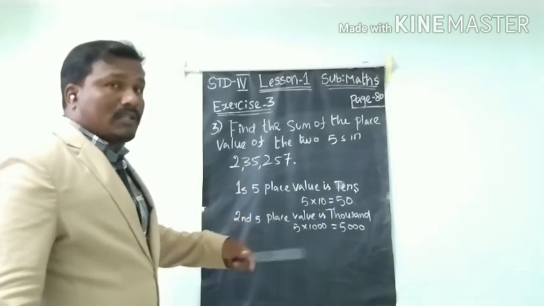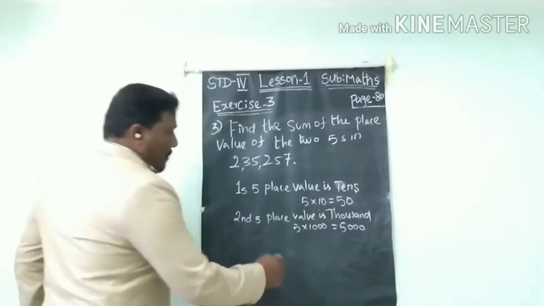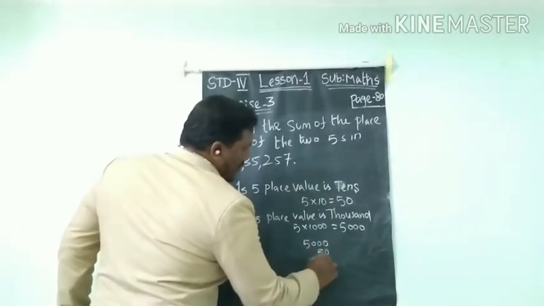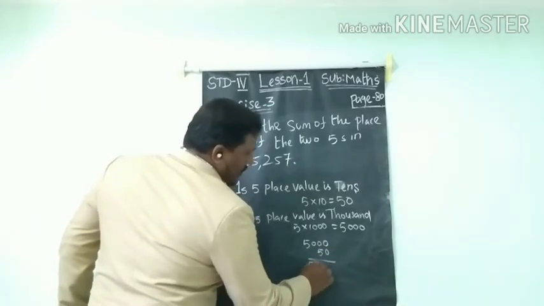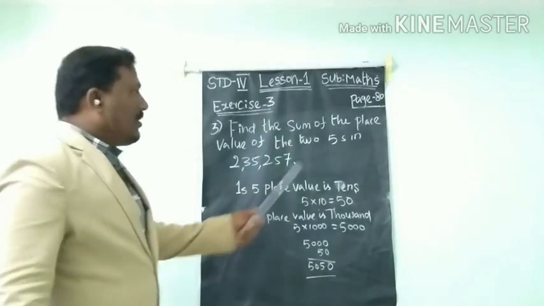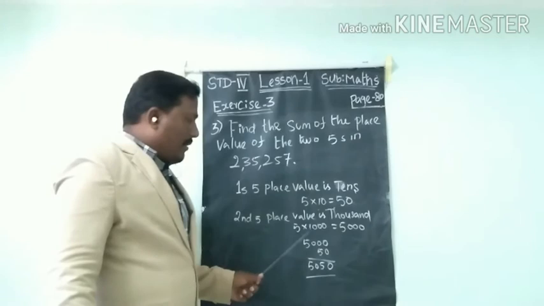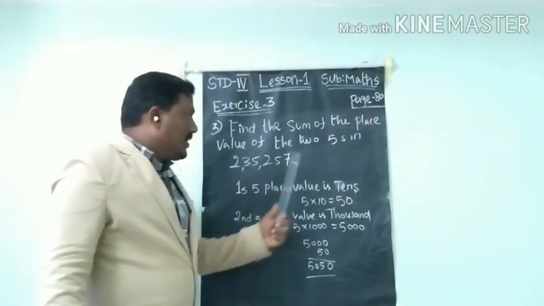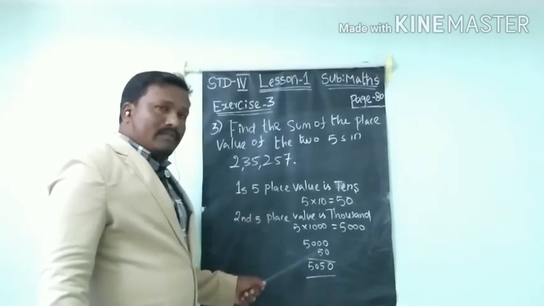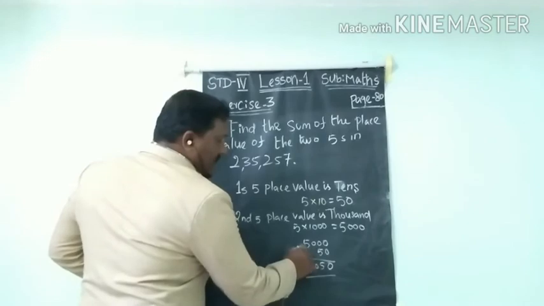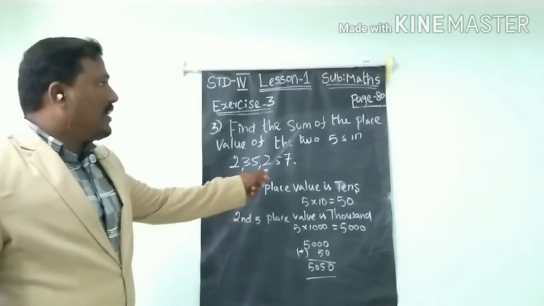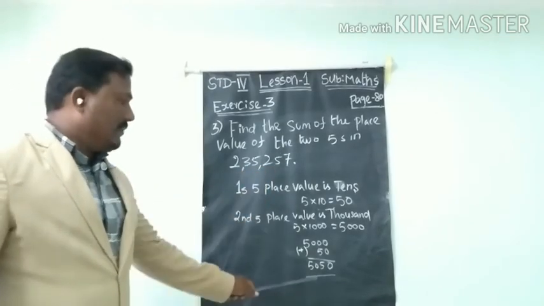Sum means we want to total the two place values. So 5000 plus 50. So 5050 is the sum of the place value of the two fives. Okay. So first 5, second 5. First we have to find out the place value. Then we have to add. It's an addition. Okay, we have to add. So 5050 is the answer. So sum of the place value of the two fives is 5050.